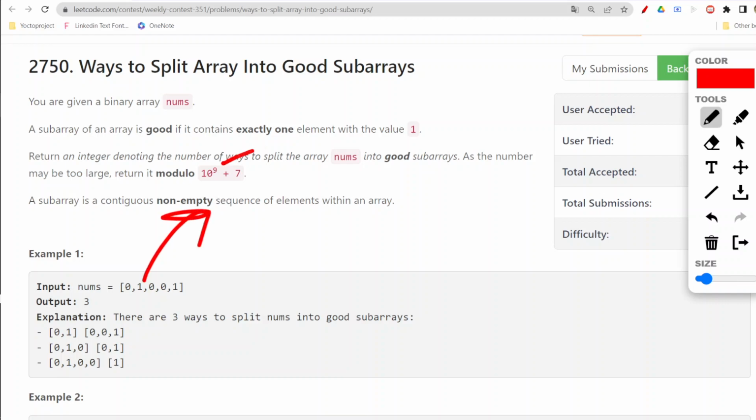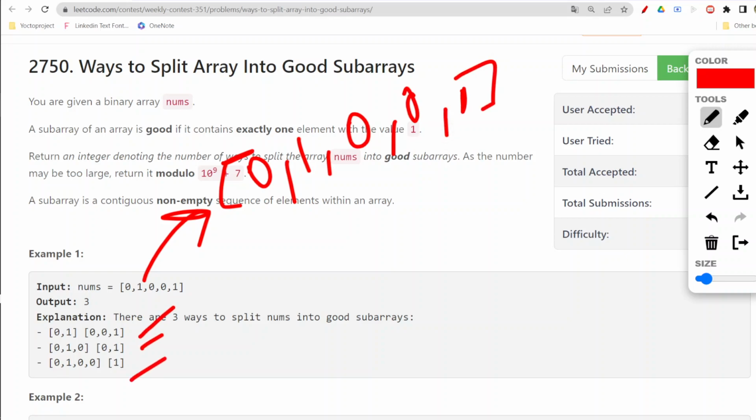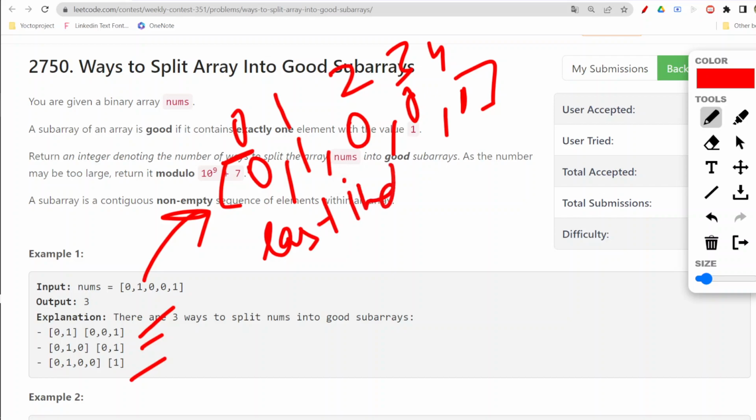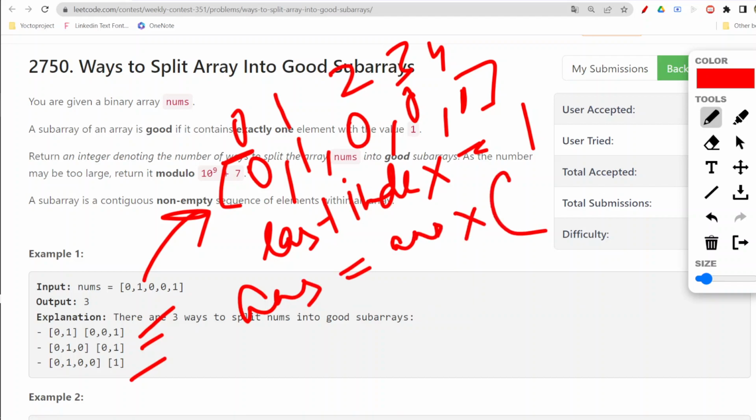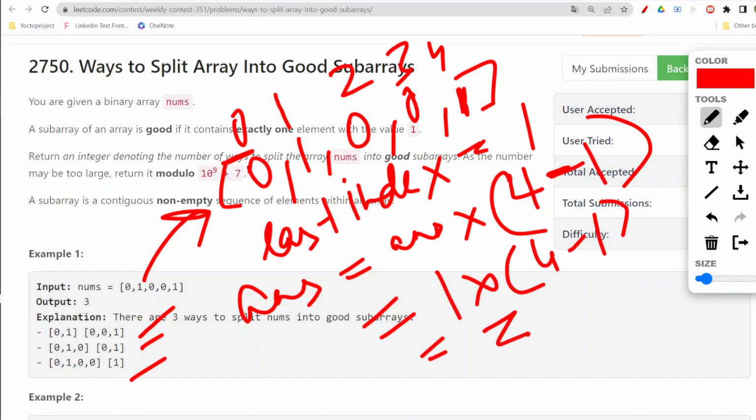So here, for 0, 1, 0, 0, 1, how we can split it is already given here, right? Now we need to check how we can get this number. The secret is in their indices. First we need to check the last index where we got a 1. Now the answer needs to be the answer multiplied by the index at which we encountered the 1 again, that is 4, minus the last index at which we encountered a 1. So 1 multiplied by 4 minus 1, that is going to be 3. This is how we can get 3 splits for this array where each piece would be a good subarray.